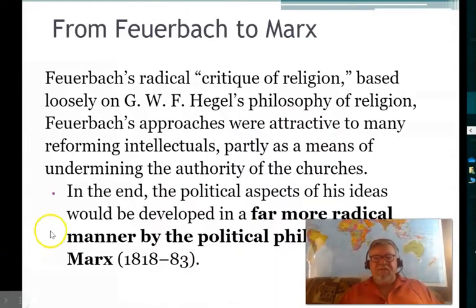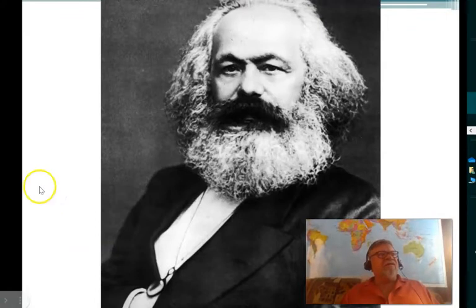So from Feuerbach to Marx, Feuerbach's radical critique of religion was based loosely on Hegel's philosophy of religion. Feuerbach's approaches were attractive to many reforming intellectuals, partly as a means of undermining the authority of the churches. In the end, the political aspects of his ideas would be developed far more radically by the philosopher Karl Marx. And I believe we have a picture of Mr. Marx. There he is, his famous picture.